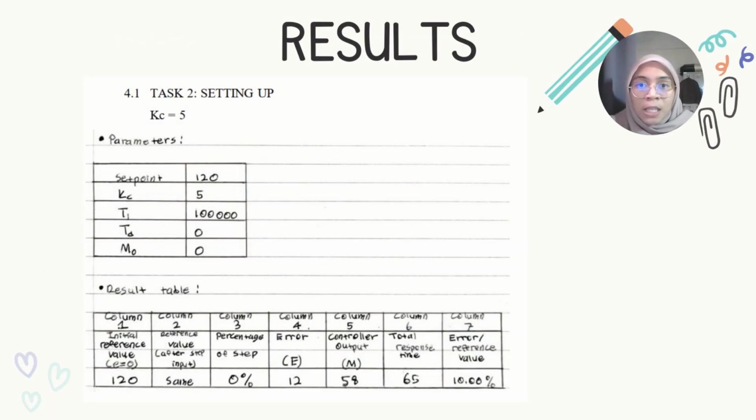Hello and hi, my name is Hanis. I would like to present the result of this experiment. After adjusting set point 120, KC 5, T1 100,000, TD 0, MO 0 and the PC, we get the result, which is error, control output and total response time. Next, the error or reference value of 10% is found using the formula given.